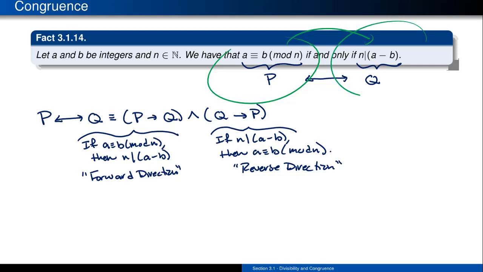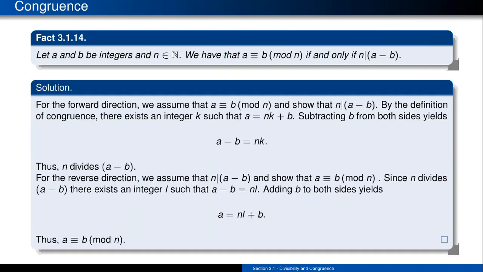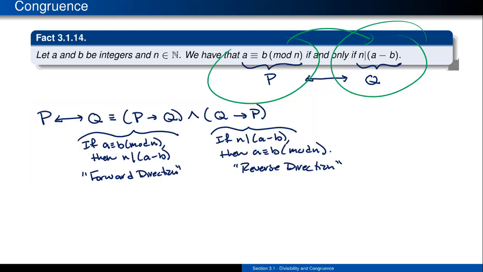This idea that if I assume this divides property, I want to go back to this world of being congruent. If you're interested in seeing the write-up of this, it's not that lengthy, it's really just formally stating what we just got done looking at. We're going to break this into two different directions. We have the forward direction, which is I get to assume that a and b are congruent, and I want to show this divides property. And I have the reverse direction where I get to now assume this divides property, and I have to go back to this world of being congruent.